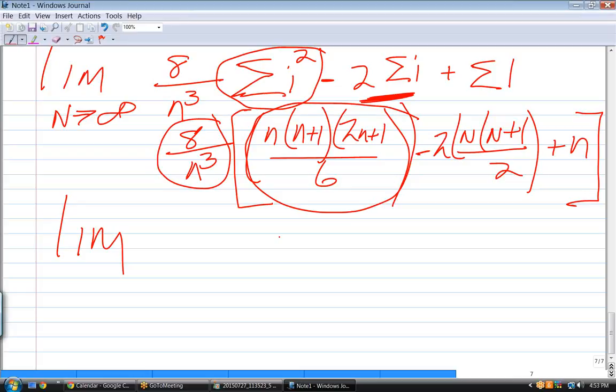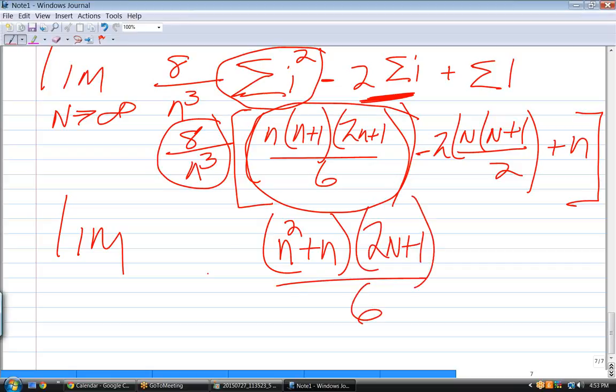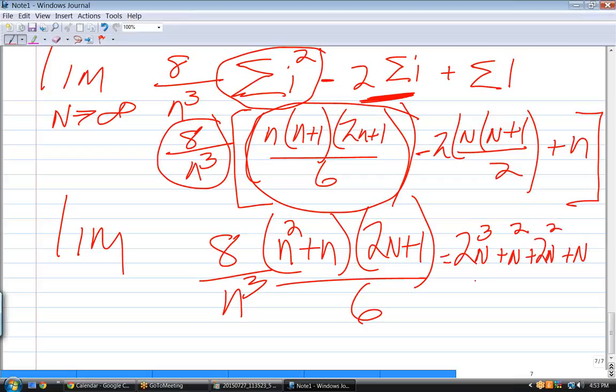Let's multiply this. The rest of them: n squared plus n times 2n plus 1 over 6. And then I'm multiplying that by 8 over n cubed. Okay, well, I got to FOIL these two things. What do I get when I FOIL them? The first term is 2n cubed. The second term is n squared. The third term is 2n squared. And the fourth term is n. All over 6, all times 8 over n cubed.